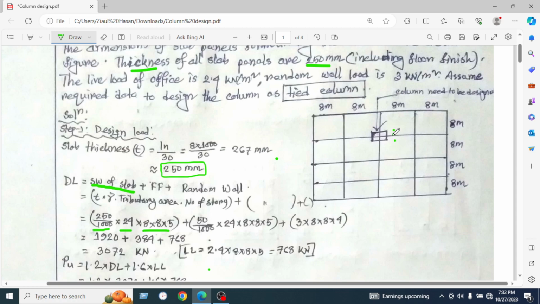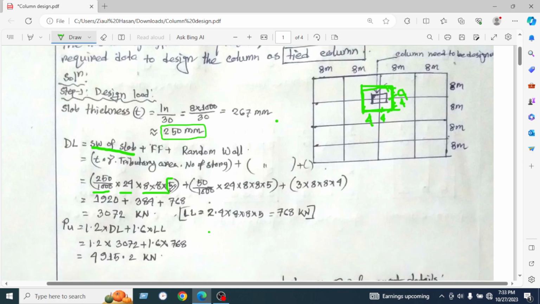The tributary area means the area from which the column is taking the load from the slab, half of this slab and half of this slab. So here is 4 meter and 4 meter, so total 8 meter. In the same way, in the x direction the column will take half of this slab and half of this slab. So it will be 4 meter and 4 meter, so 8 meter. So the column will take this area. That's why we will use 8 meter and 8 meter.